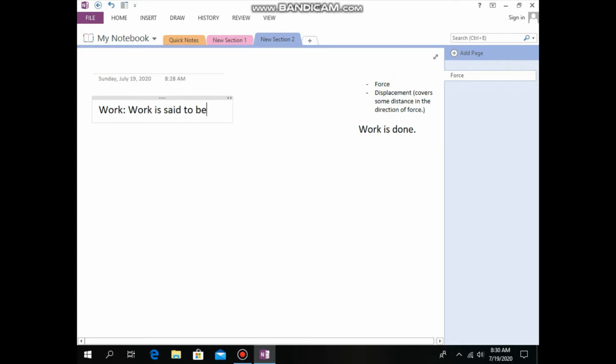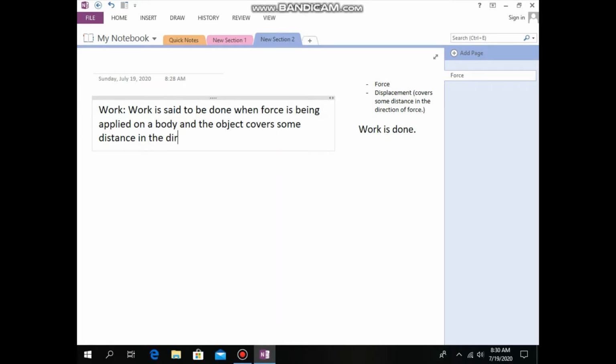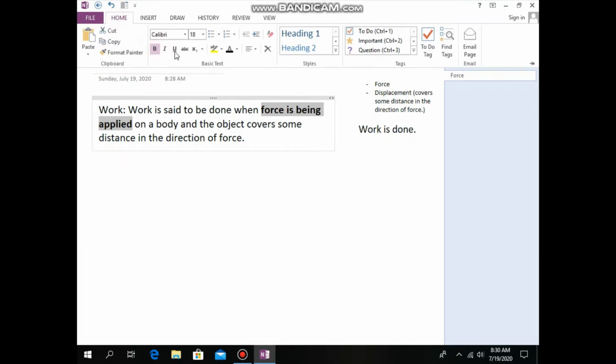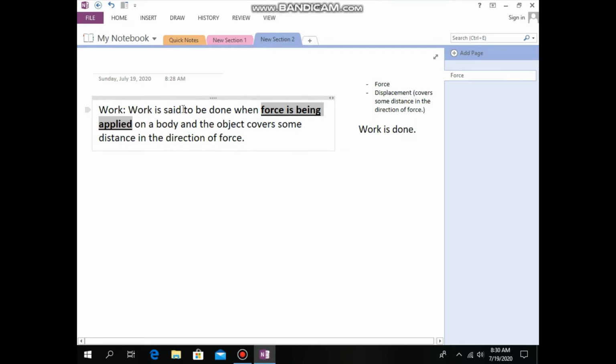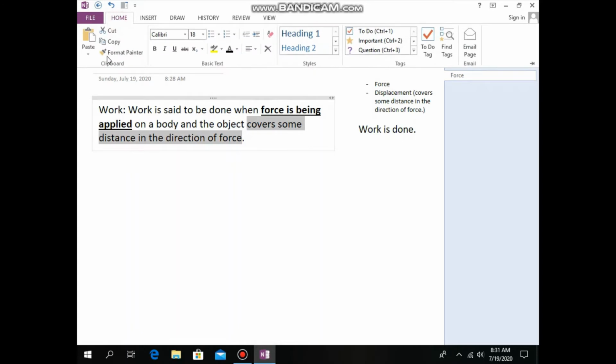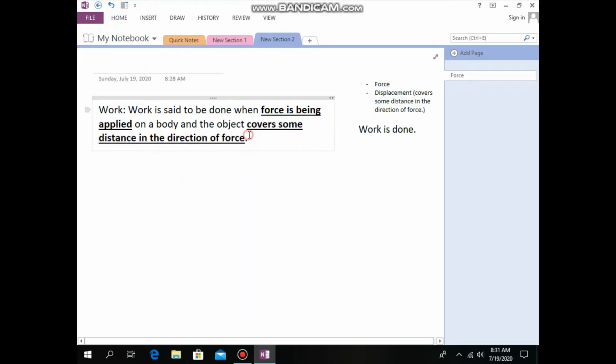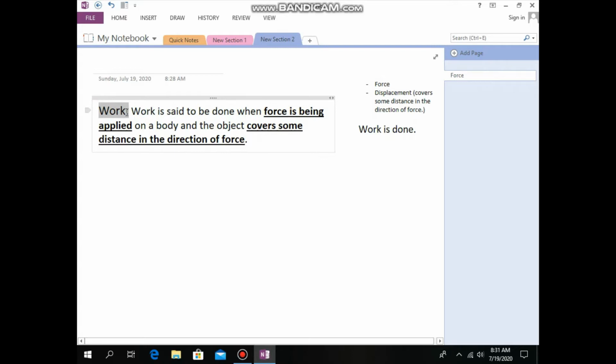Okay, look here, work is said to be done when force is being applied on a body and the body covers some distance in the direction of force. Remember this point, force is being applied. Let's make it bold and underline. Let's make this bold as well. Remember these two points.